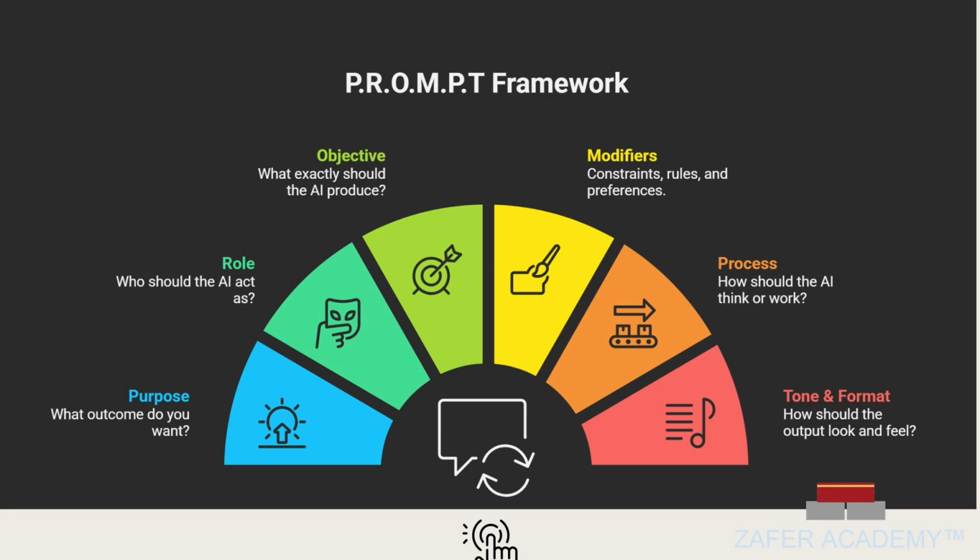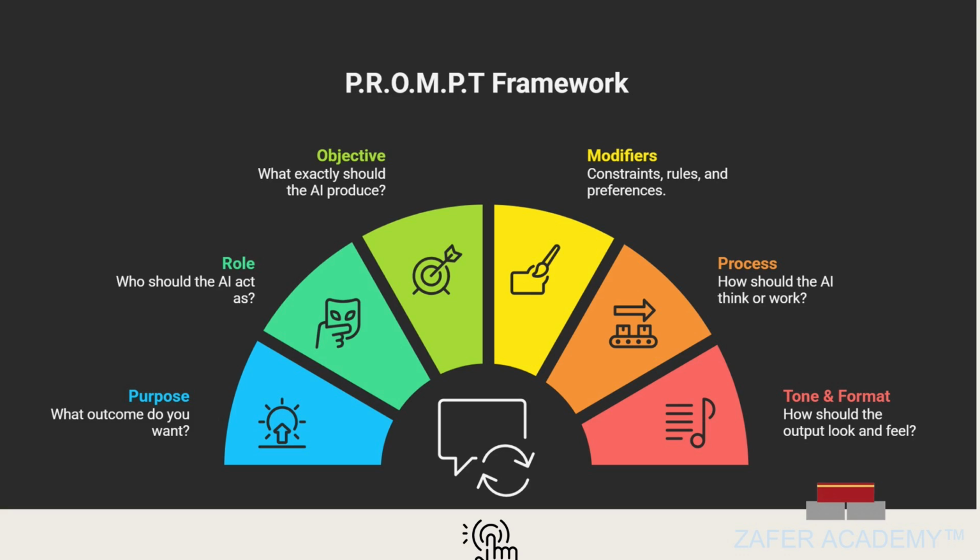So our framework for today is a prompt framework, right? We have P for purpose, R for role, O for objective, M for modifiers, P for process, T for tone, and format, right? So let's look at an example of P. Purpose. What outcome do you want? What are you trying to achieve with this prompt? Are you trying to achieve a list of things? Are you trying to achieve a document? Are you trying to achieve an improvement of something which you want? What exactly do you want? What's the purpose of the prompt?